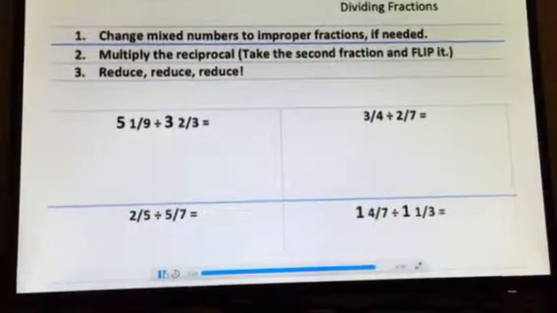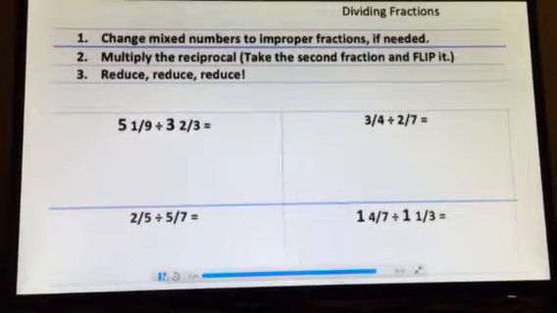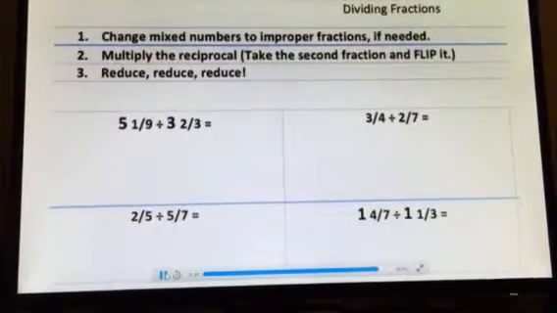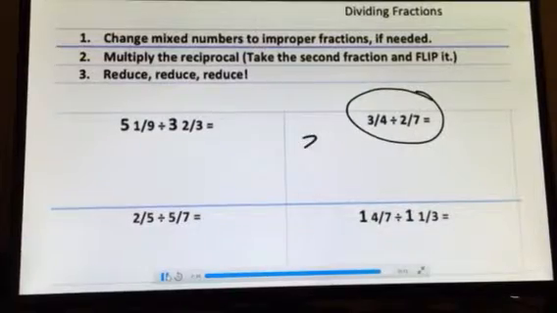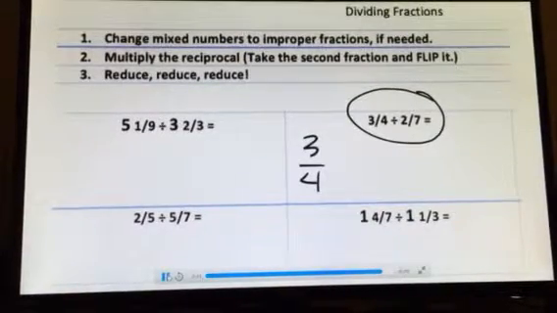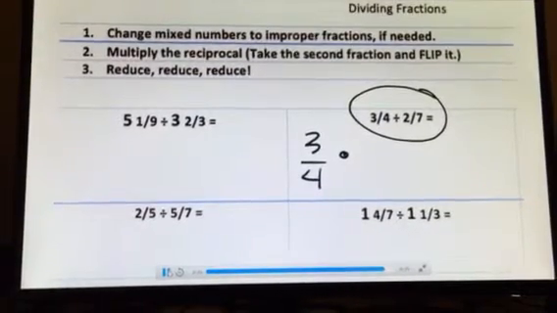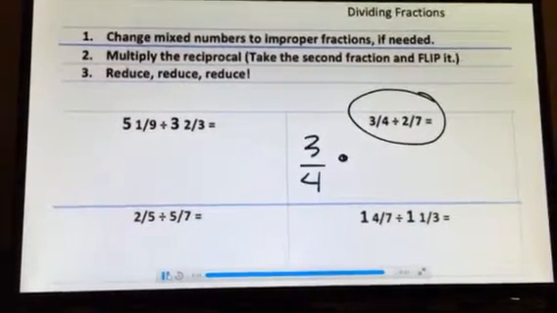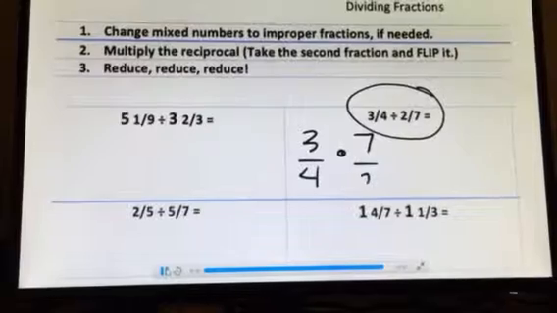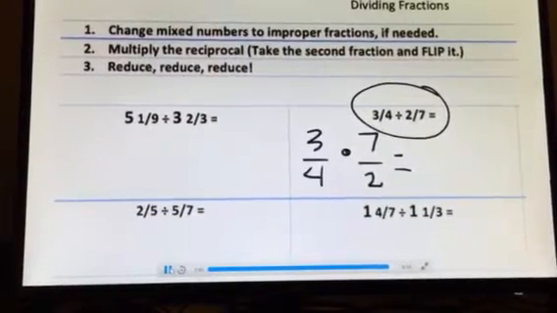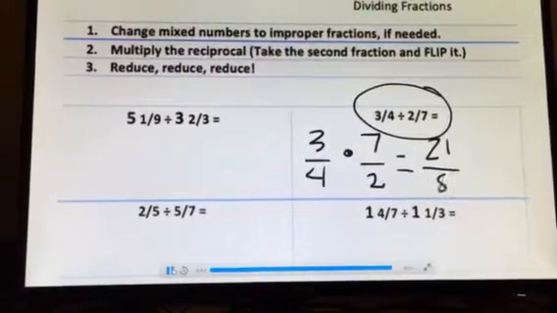Division is the same thing, except I like to multiply the reciprocal. To multiply the reciprocal, and I'm going to show you right here, you take your first fraction, you copy it down, you put a dot instead of division, you're multiplying. The reciprocal is when you flip the fraction. So instead of 2/7, it's 7 halves. You multiply across again, it's 21 over 8.